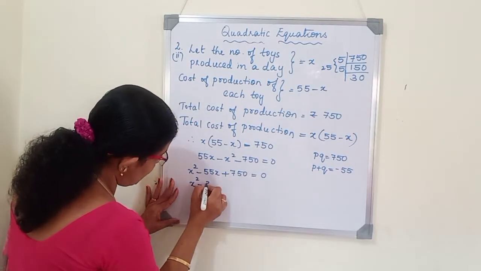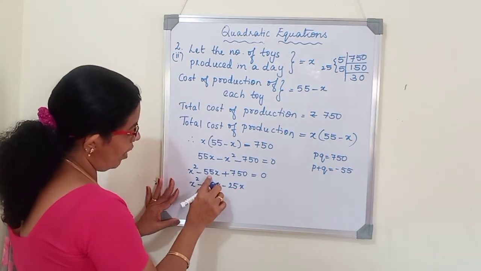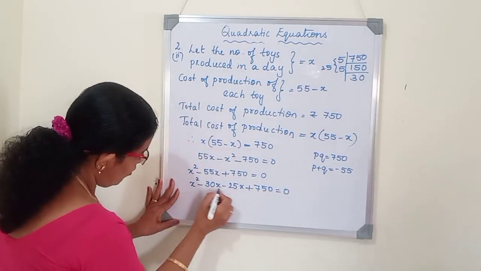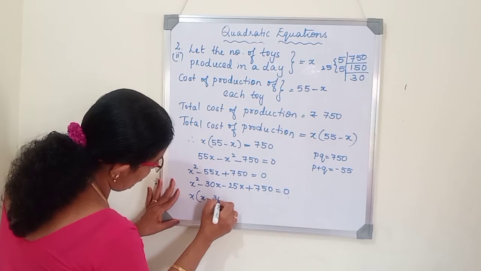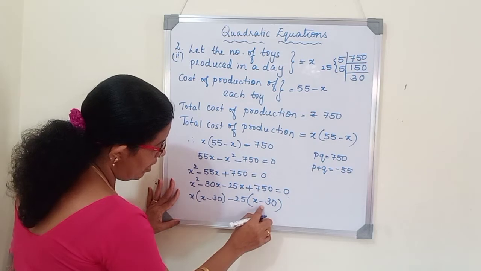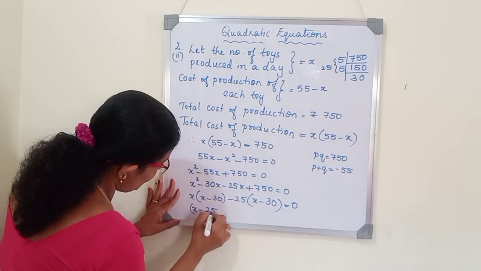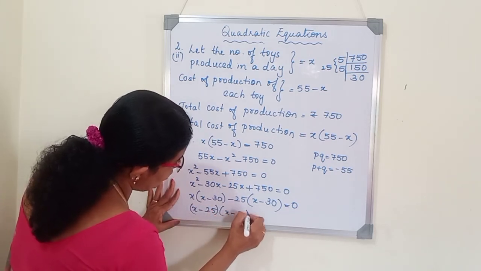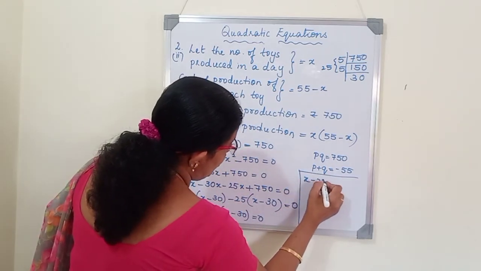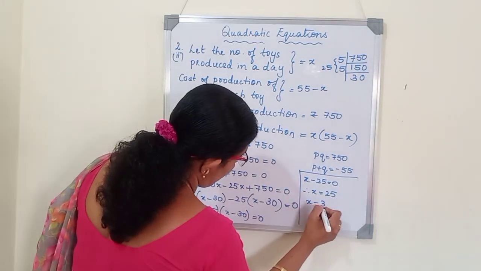So x square minus 30x minus 25x plus 750 is equal to 0. 30 and 25 when added give 55. We take x common: x into x minus 30, minus 25 into x minus 30, equal to 0. Now x minus 25 into x minus 30 is equal to 0. Now we equate each factor to 0. x minus 25 equals 0, therefore x equals 25, and x minus 30 equals 0, therefore x equals 30.